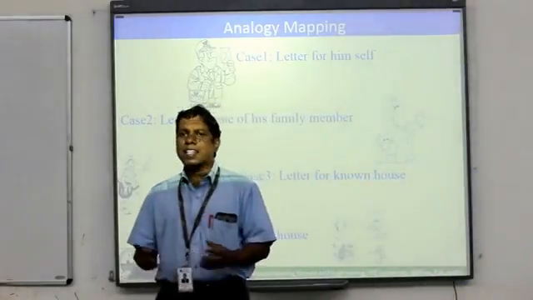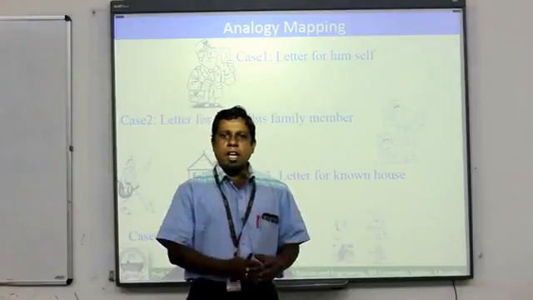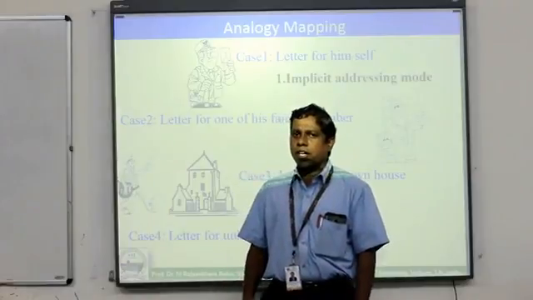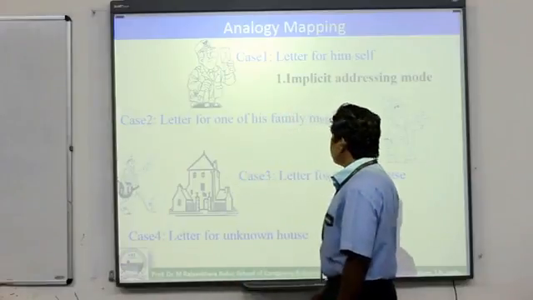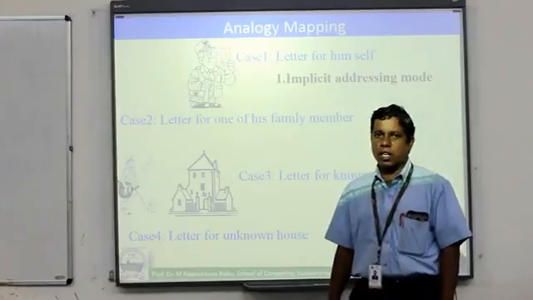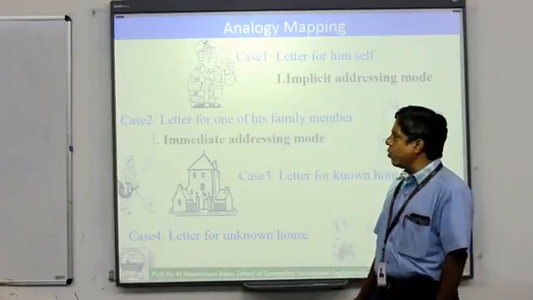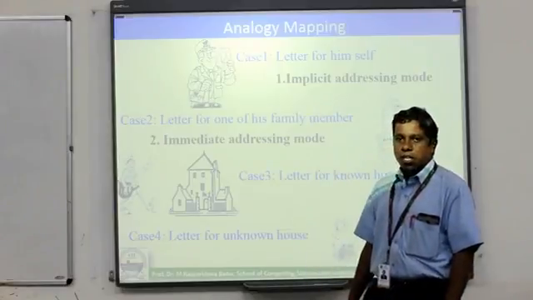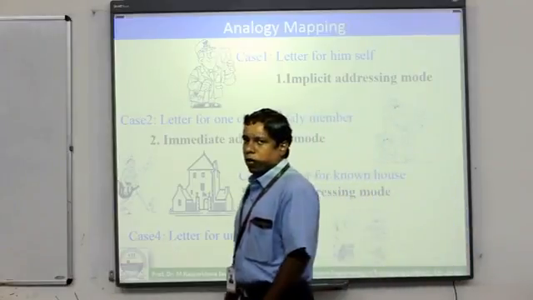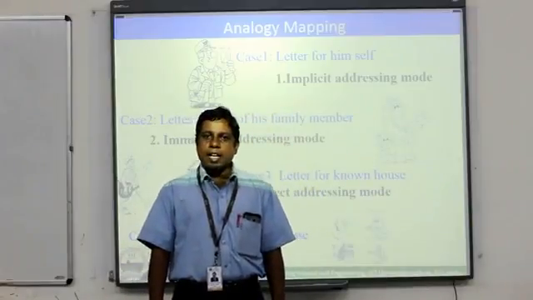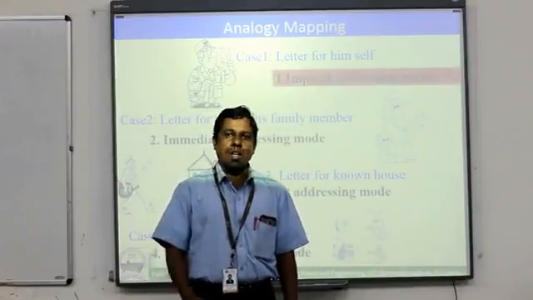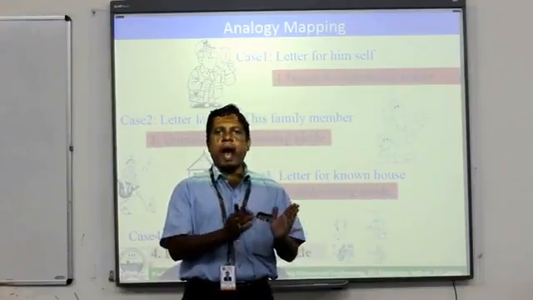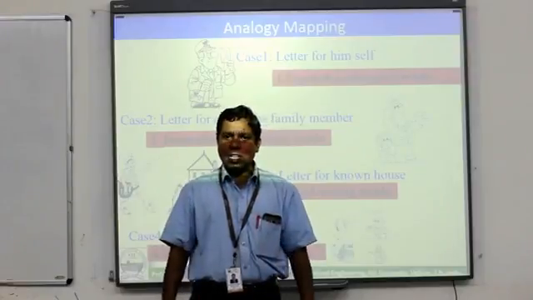Now I want to map addressing modes to each one of these. So what are the mappings? The first one, a letter for himself, is called the implicit addressing mode. The second one, a letter for one of his family members, is the immediate addressing mode. The third one, a letter for a known address, is the direct addressing mode, and a letter for an unknown address is mapped to the indirect addressing mode. These are the 4 analogies mapped to the 4 addressing modes.